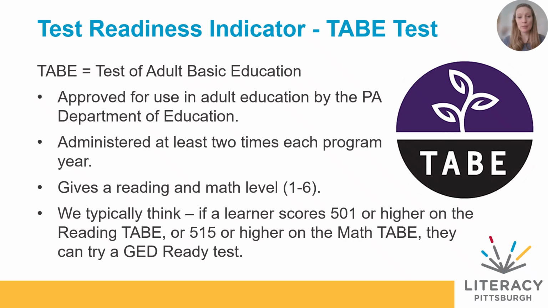At Literacy Pittsburgh, we look at the test score in a little bit more detail, and we typically think that if a learner scores 501 or higher on the reading TABE, or 515 or higher on the math TABE, they're likely ready to try a GED Ready test.